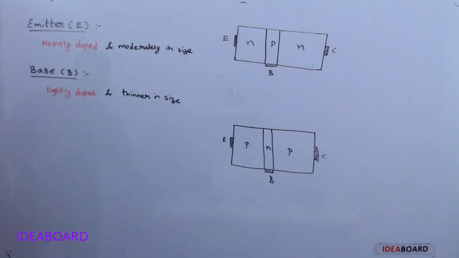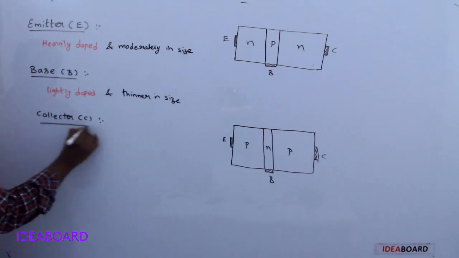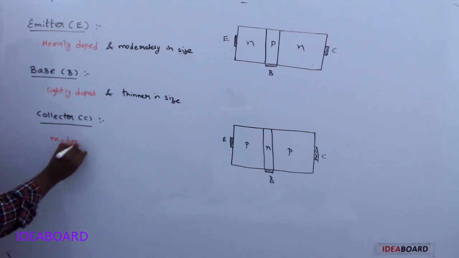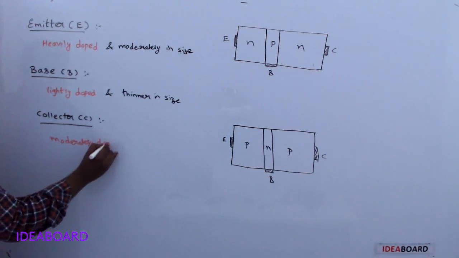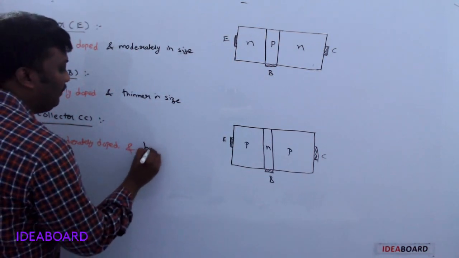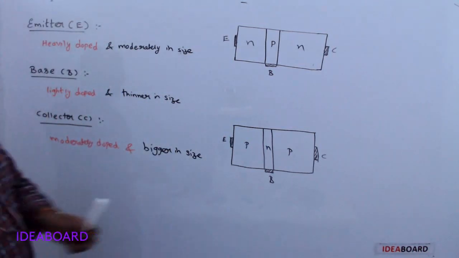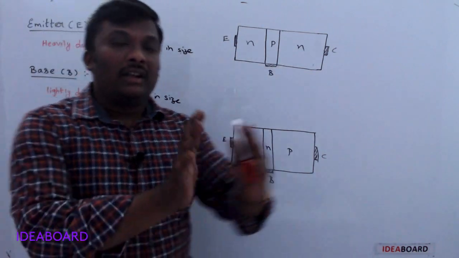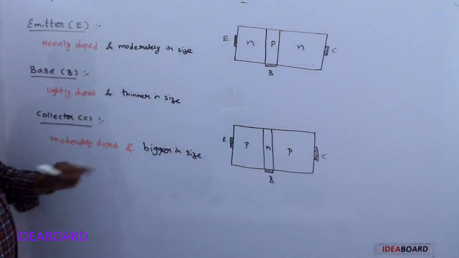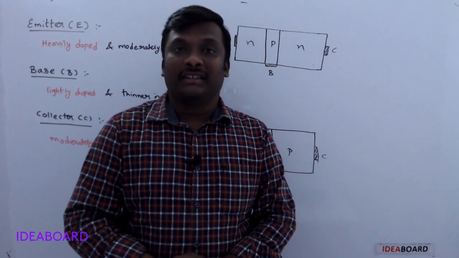Next, the third one, the collector. Its symbol is C. It is moderately doped and bigger in size. Out of all the three sections, the largest in size is the collector. Okay, the collector is moderately doped and the main function of the collector is to collect the majority charge carriers.